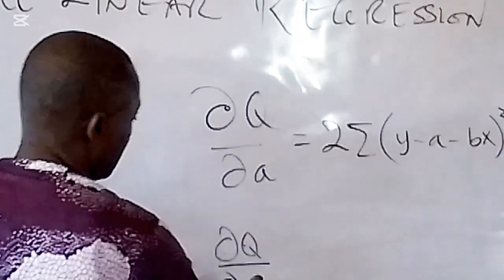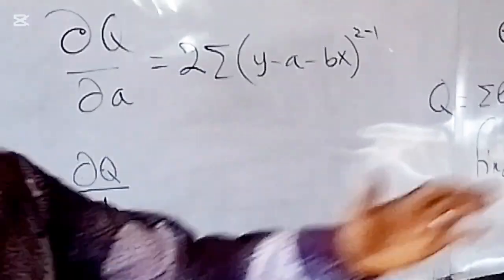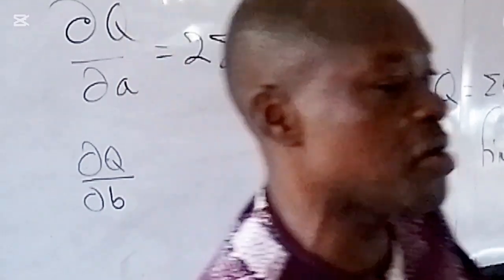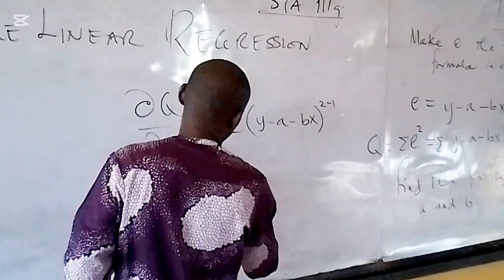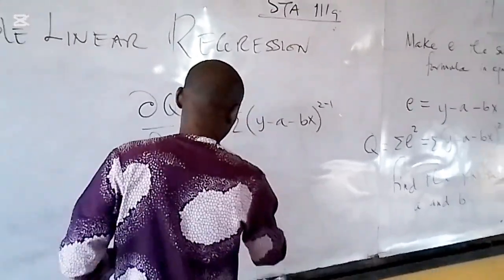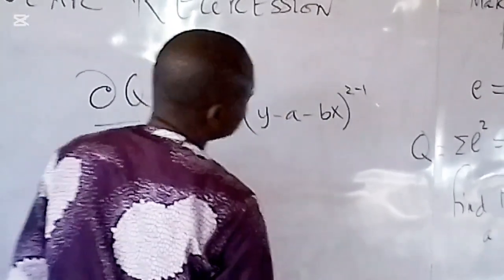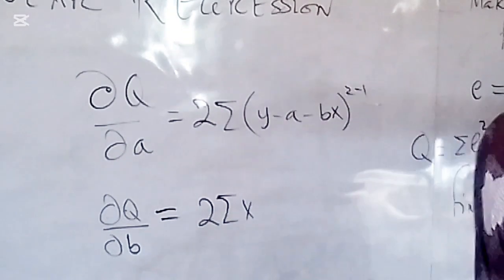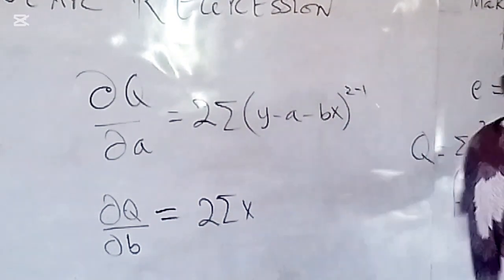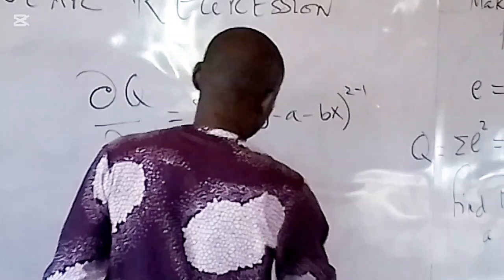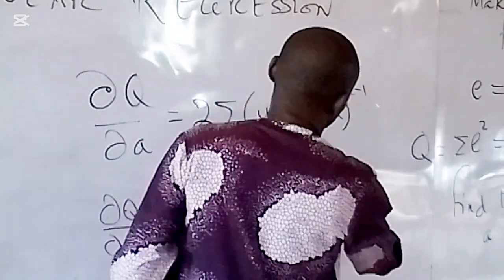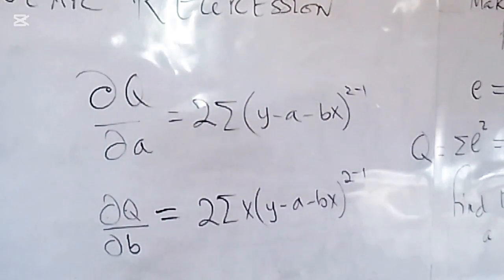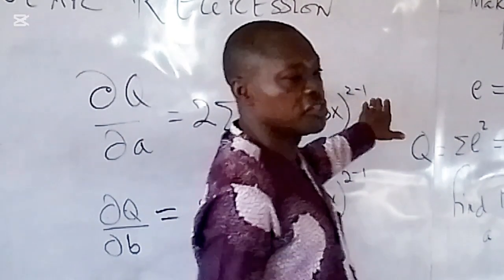the partial of Q with respect to B this time around. You are going to do it 2 times. You are going to take the partial with respect to A. We are going to take the partial with respect to B. Now, the partial with respect to B would have been 2 sum of x, the coefficient of B here. So you see the x there, and we represent the y minus A minus bx raised to the power 2 minus 1. We have the same thing there. But remember, 2 minus 1 is 1, is it not?